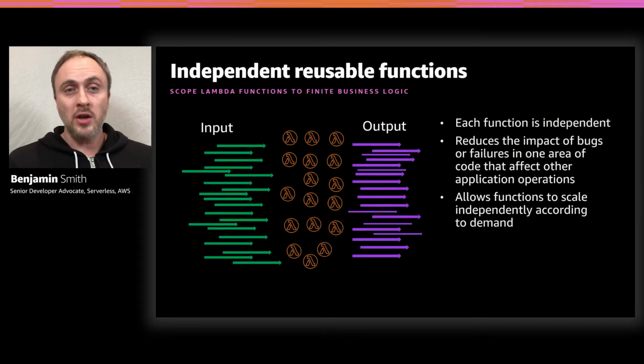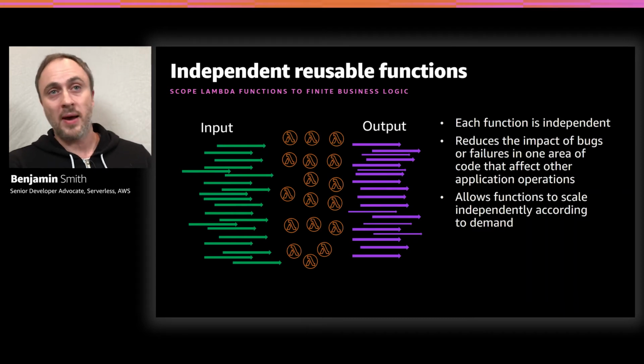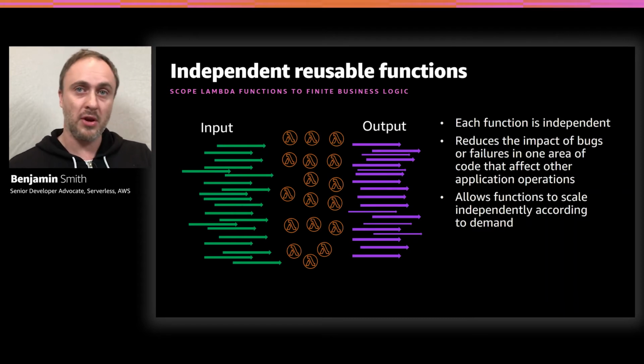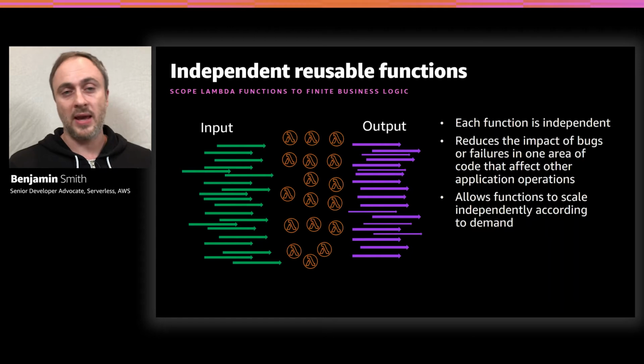So then if you recursively apply this process to your Lambda function, you will end up with a whole bunch of Lambda functions like this that are independent and reusable. And this is where you want to get to, because this reduces the impact of bugs or failures in one area of code that affect other application operations and allows each function to scale independently according to its individual demand.